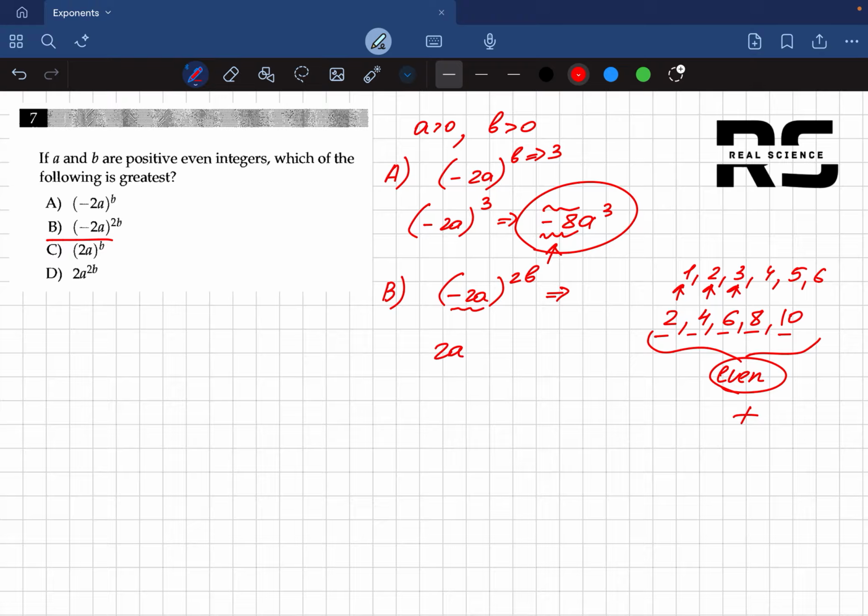That's going to be just 2a to the power of 2b without the minus here. That means that we are going to get the greatest number.